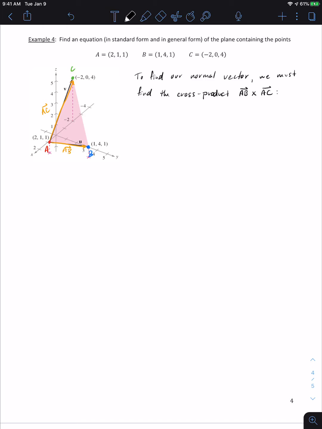Okay, so in order to find the cross product of those vectors, we have to first find the vectors, right? So AB, again, how do we find this vector? It's just terminal minus initial. So this would be 1 minus 2, 4 minus 1, and 1 minus 1. So this would be the vector negative 1, 3, 0. And then if I took the vector AC, well, terminal minus initial is going to give me negative 2 minus 2, 0 minus 1, and 4 minus 1, which is going to give me negative 4, negative 1, 3.